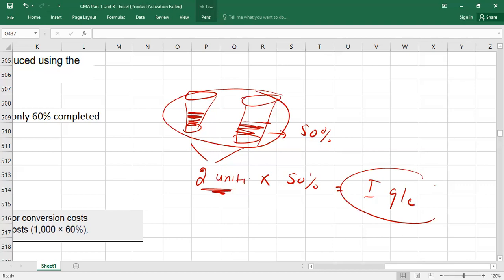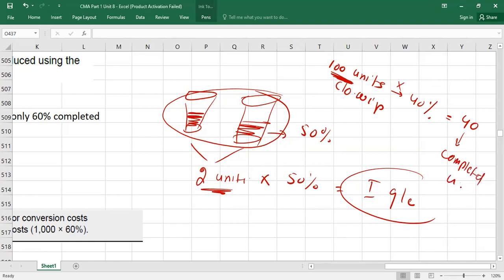So they are saying if you have, for example, 100 units in closing work in process, but they are, let's say, 40% complete, I'll take 100 units multiplied by 40%. So this will give you how many units? 40. So I'll assume these 100 units, which are partially completed, are equal to 40 completed units. This is the theory.